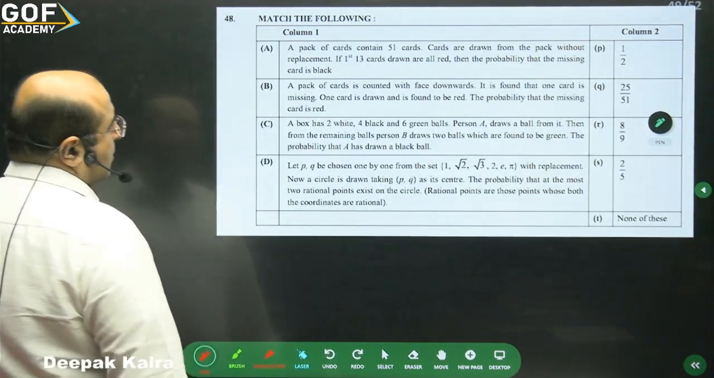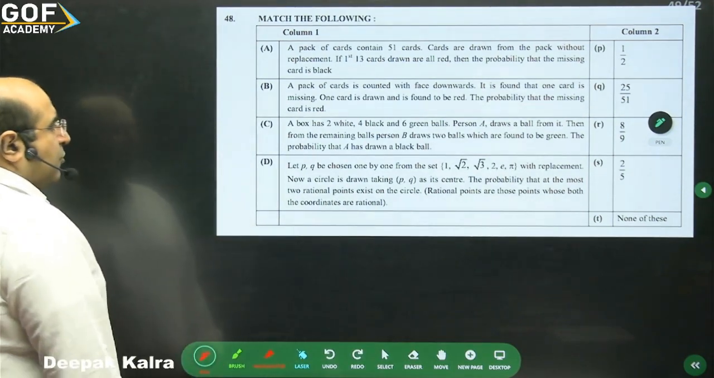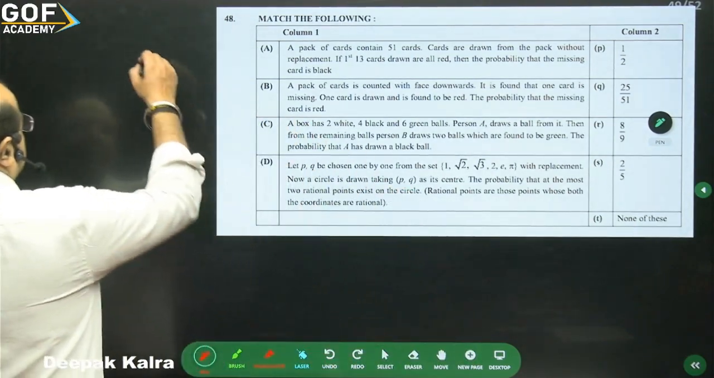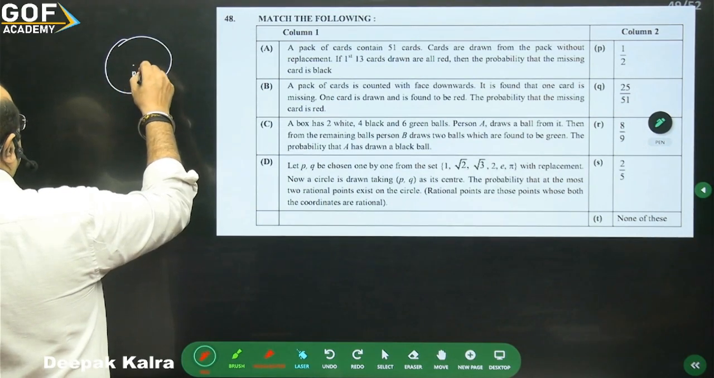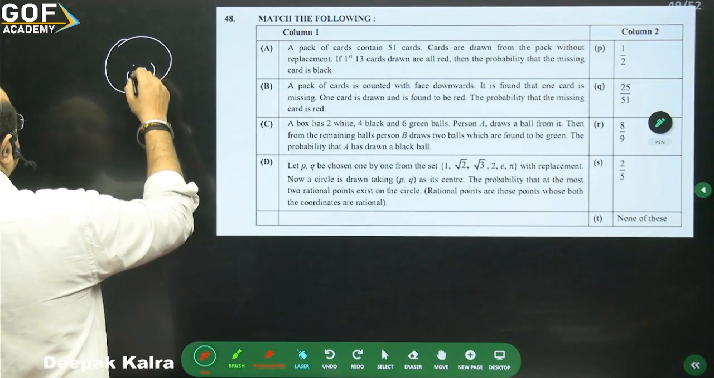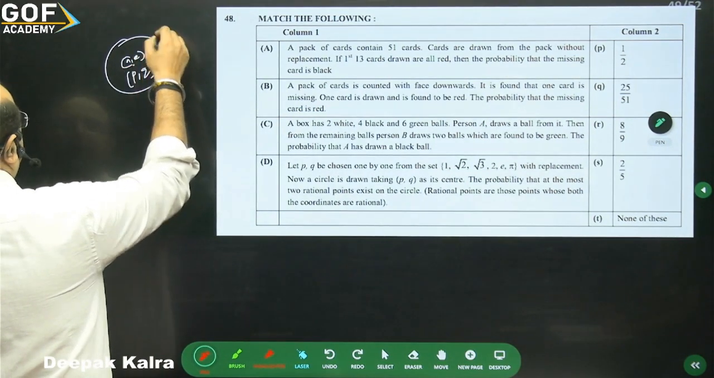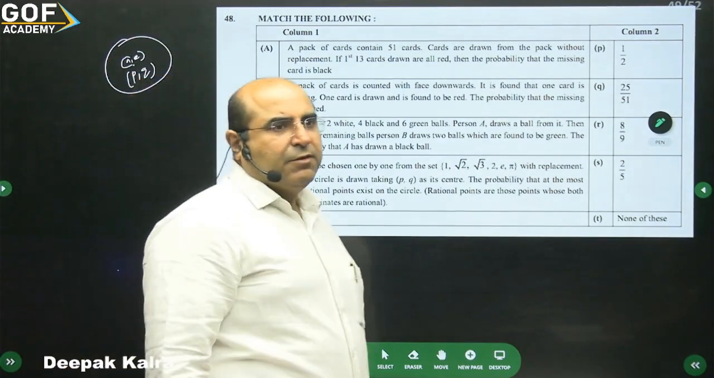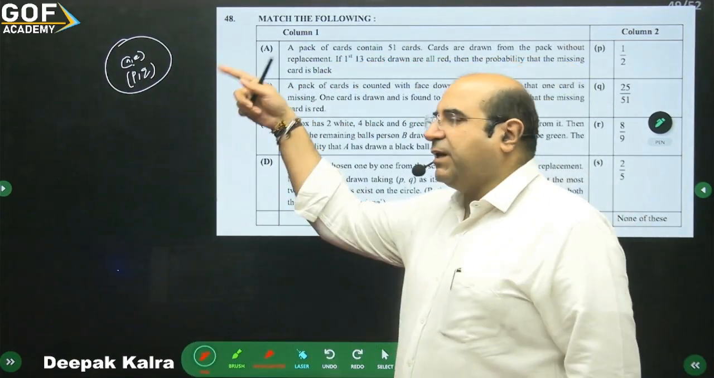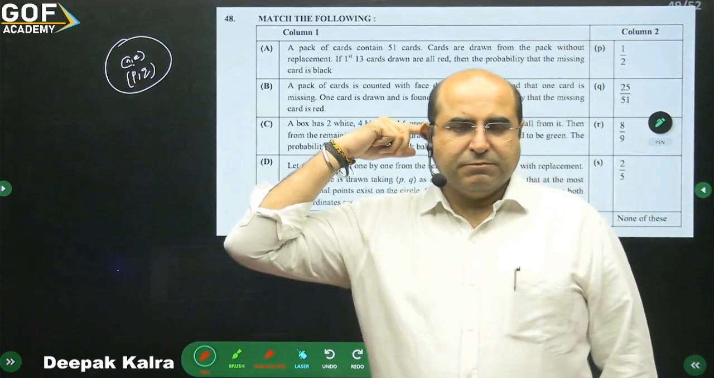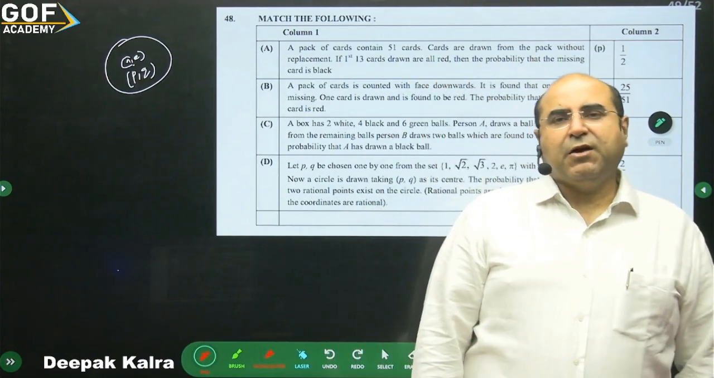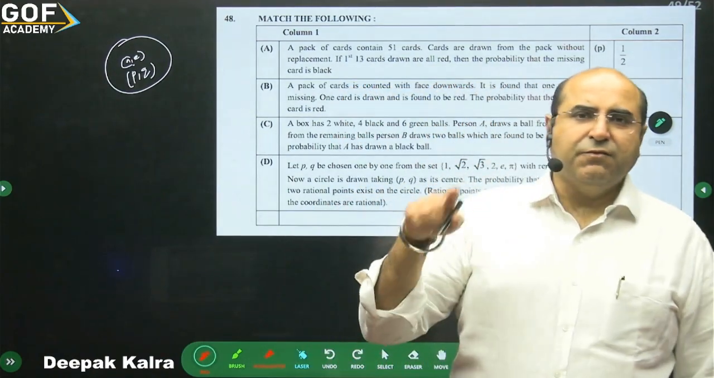For it to be rational, the center has to be rational. The story is that for a center of a circle like pi comma e, there is one question on this also: how many rational points lie on a circle with center pi comma e? So we get the answer that at most one point will lie on a circle with center pi comma e. I'm saying that if the center has irrational coordinates, then at most one rational point will lie on the circle.